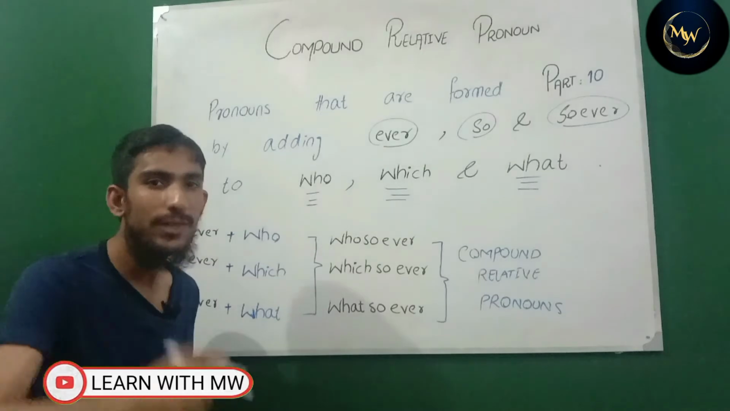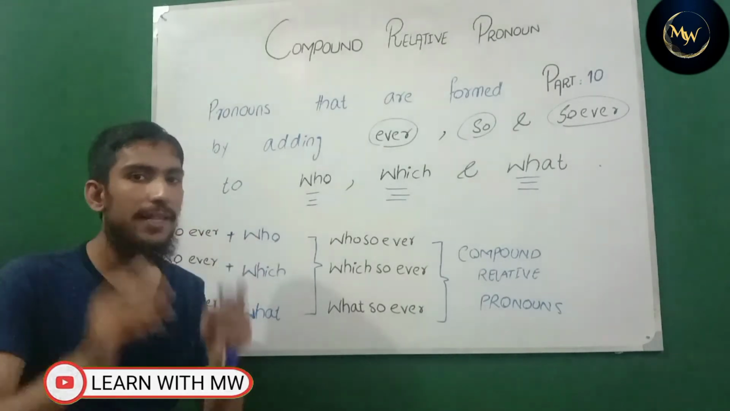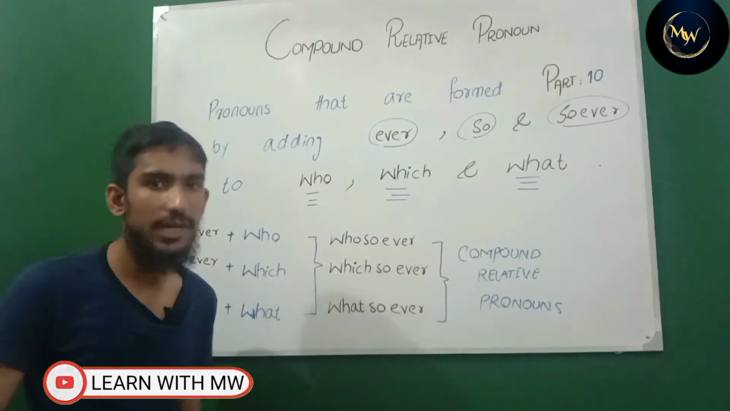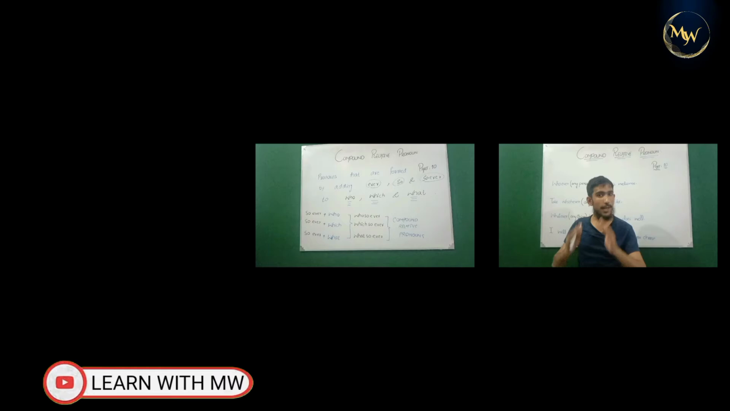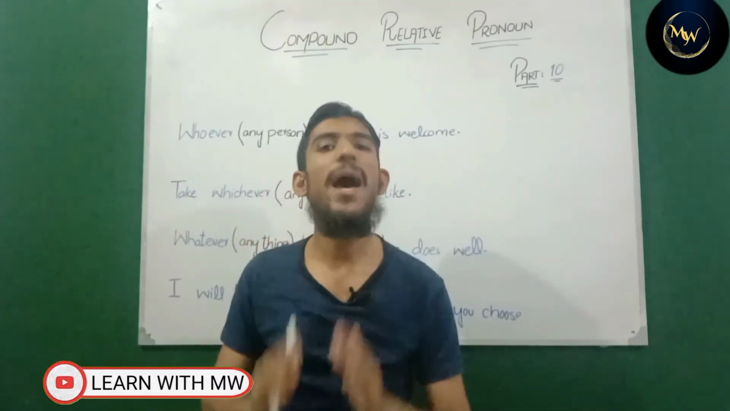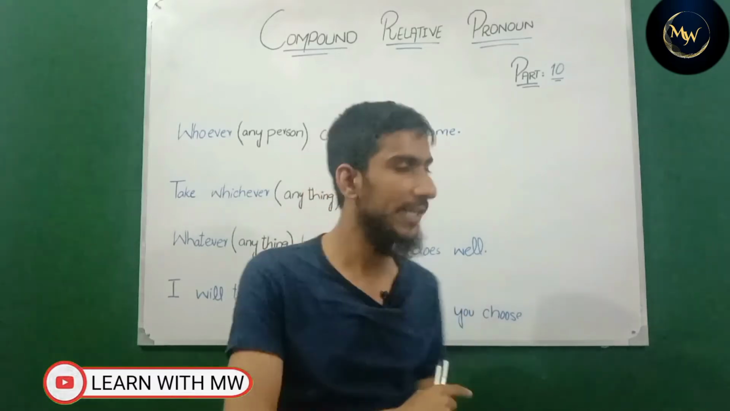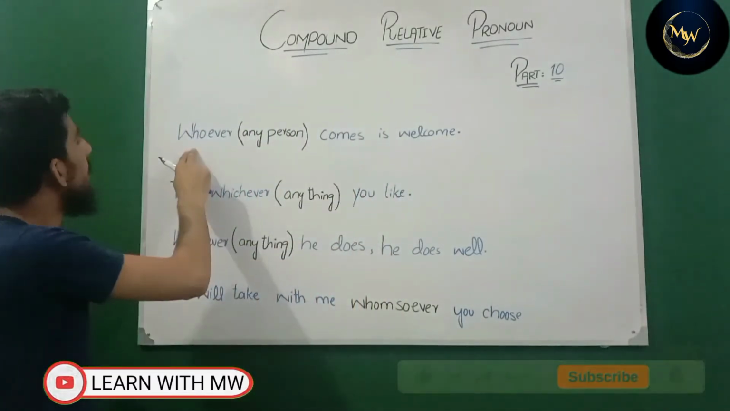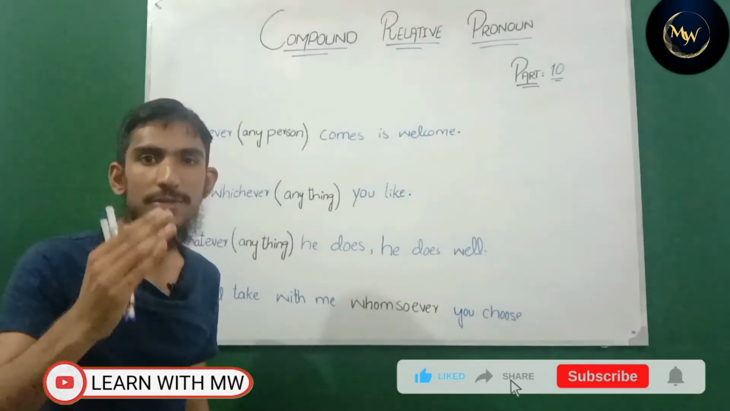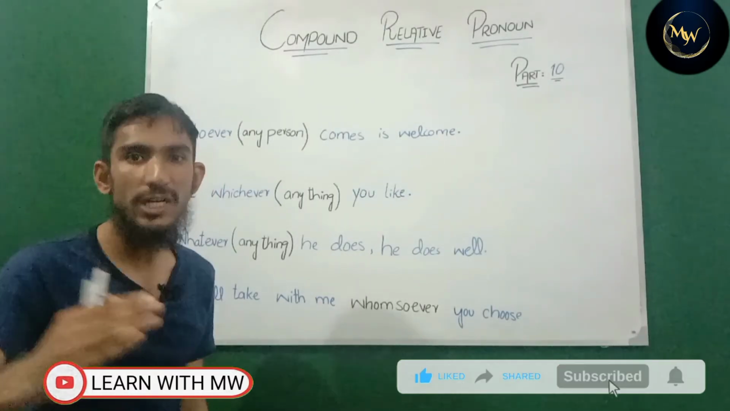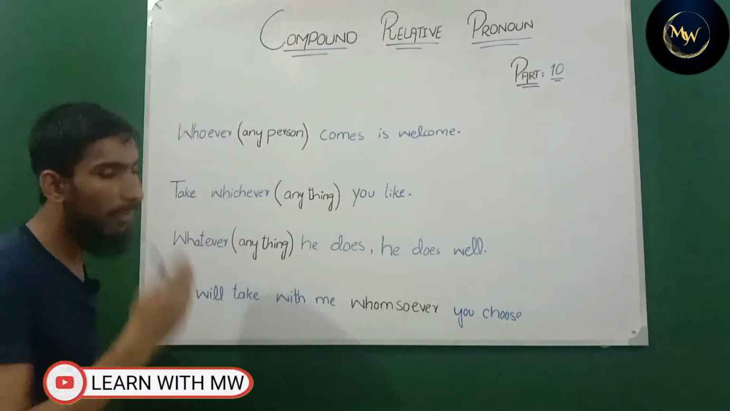This type of pronoun is a special type of pronoun, and the name the grammarians have given them is compound relative pronoun. Now we will learn through examples as well, and through examples you will learn easily. So stay connected with us. Let's begin. I have discussed that the pronouns formed by adding ever, so, and soever to who, which, and what give us compound relative pronouns.